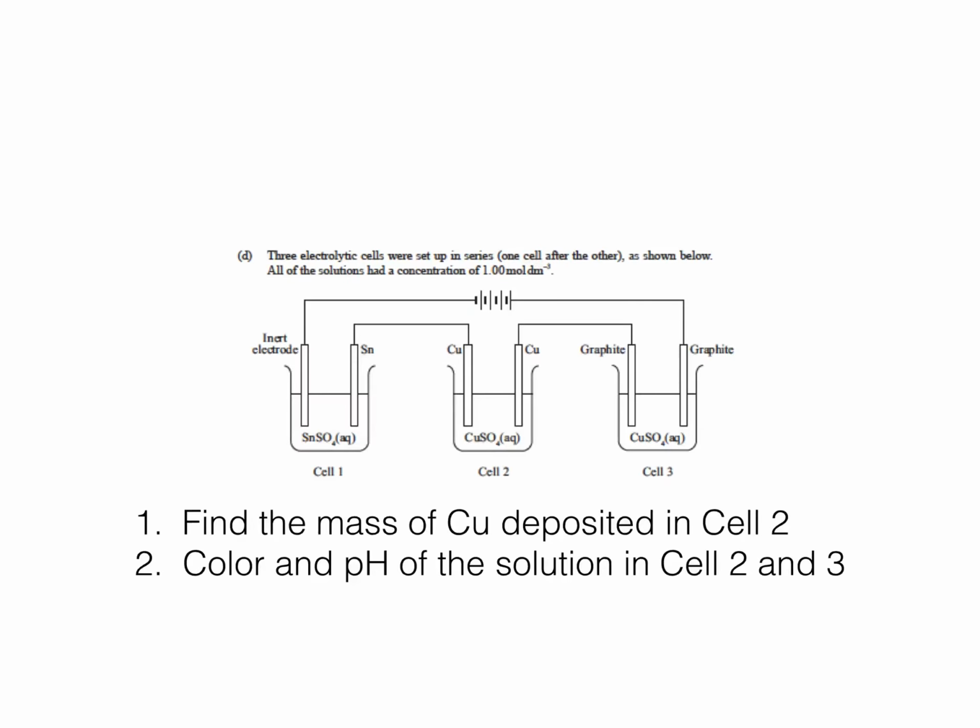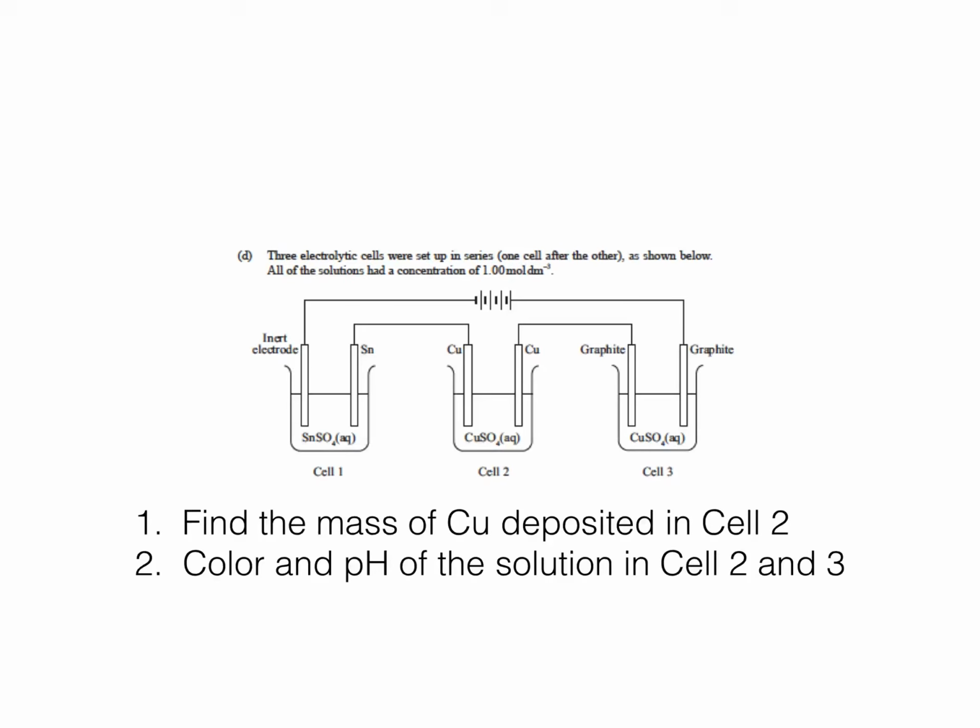So here's your question. It's three different cells, cell 1 having tin and an inert electrode, cell 2 having two copper electrodes, and cell 3 having a graphite-graphite electrode. The two parts of the question were to find the mass of copper deposited in cell 2 and the color and pH of the solution in cells 2 and 3. What we were given was the amount of tin that was removed from the electrode in cell 1, and I believe that was about 0.034 grams.